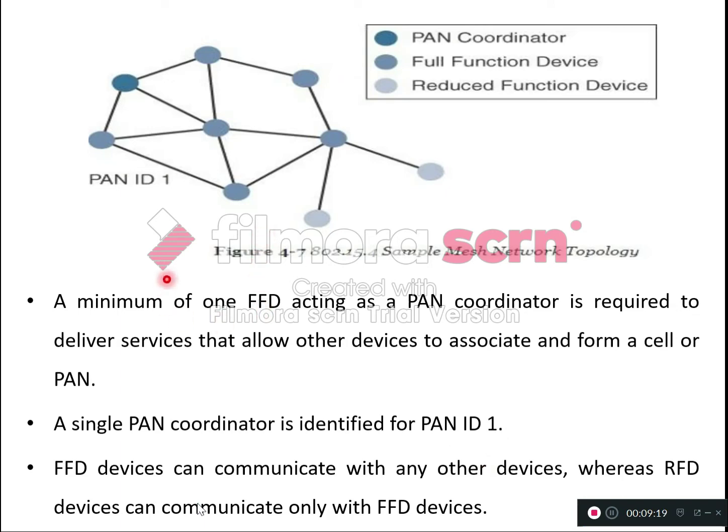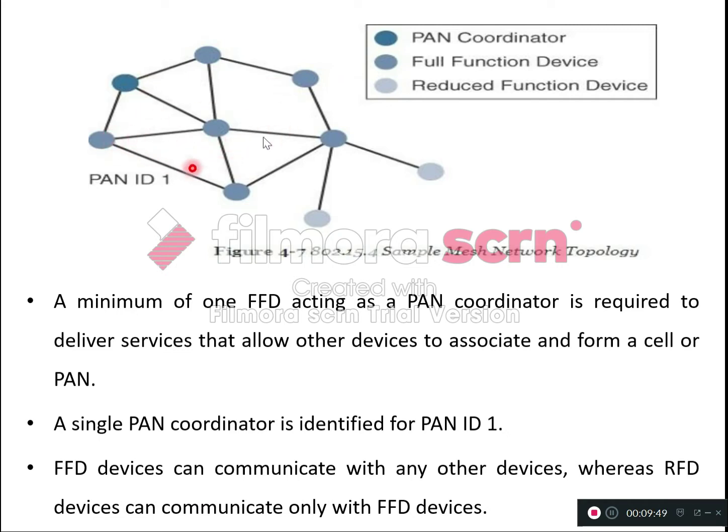So here we can see a sample mesh network topology where the PAN ID is 1, as we discussed in the previous slide. Every PAN should have a unique ID. Here the PAN ID is 1. This is a mesh network and you can see here this one is a PAN coordinator. This color is a PAN coordinator, which is the main coordinator which will coordinate the other devices in the network.